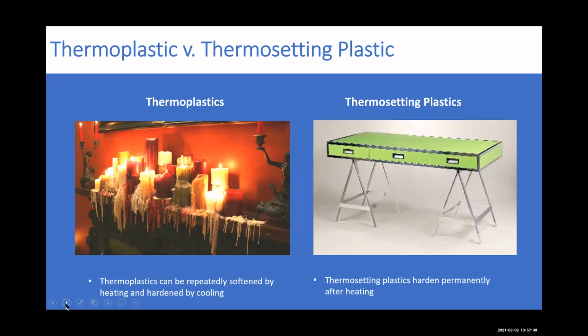There are two different types of plastic. There are thermoplastics, which can be repeatedly softened by heating and hardened by cooling, for example, candle wax. And there are thermosetting plastics, which harden permanently after being heated. Since thermosetting plastics don't melt, they are often used to make products that are heat resistant. Thermosetting resins, such as melamine and phenolic, form the matrix for high pressure laminate.